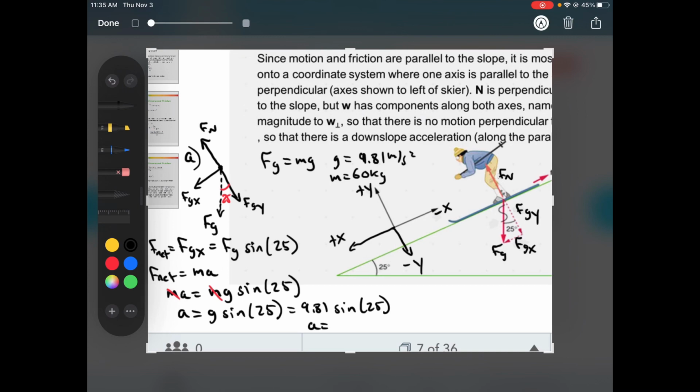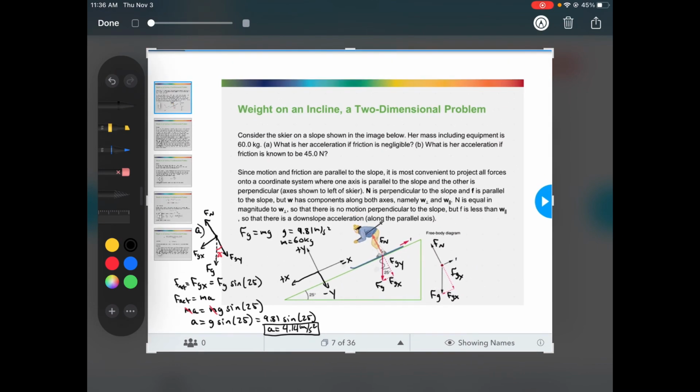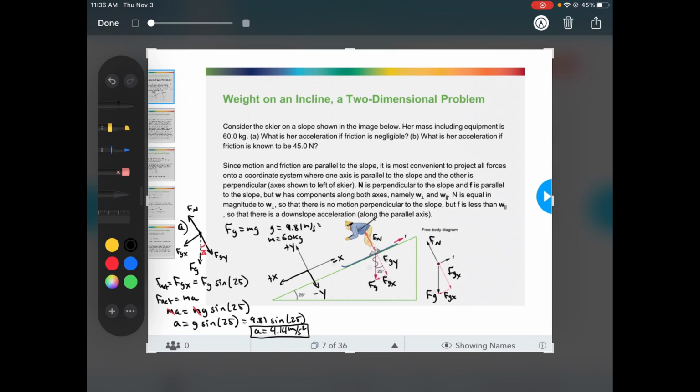I can't pull up a calculator on the screenshot screen here, so I have to just trust my calculations here, I guess. Again, whenever you're dealing with sine, cosine, tangent, you want to make sure you have your calculator in the right mode, and that is degree mode when we're in degrees. So 9.81 times sine of 25 comes out to be 4.14 meters per second squared. Now, that's in case we have no friction involved.